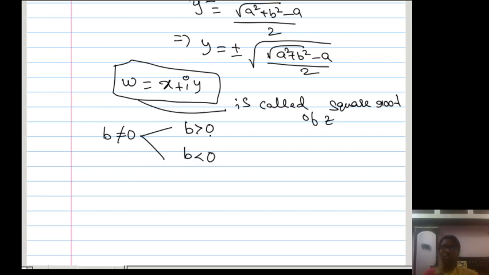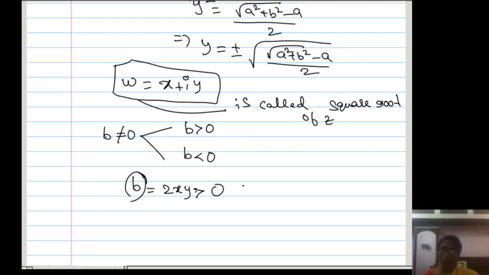If b greater than 0, what? b less than 0, what happens? Suppose b greater than 0. In the previous we got the relation b is equal to 2xy. Suppose in this case b greater than 0, this is greater than 0, which means 2xy is greater than 0.